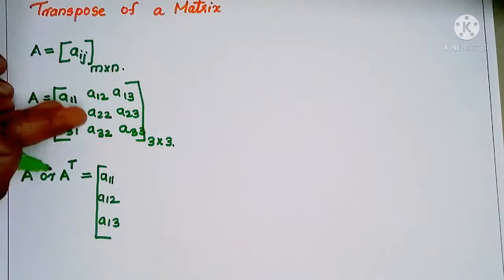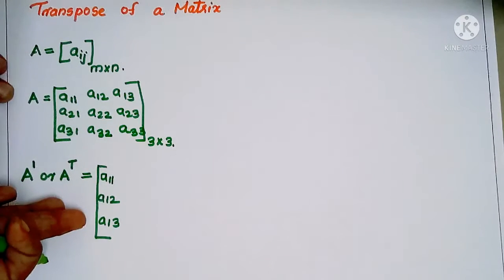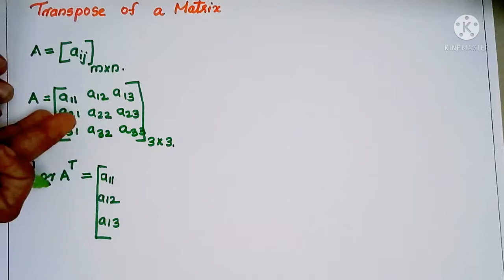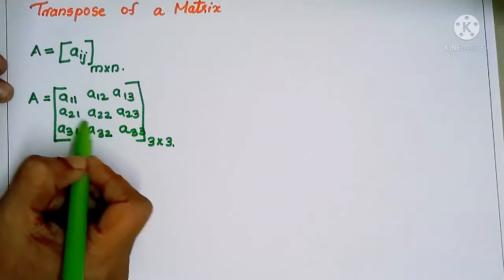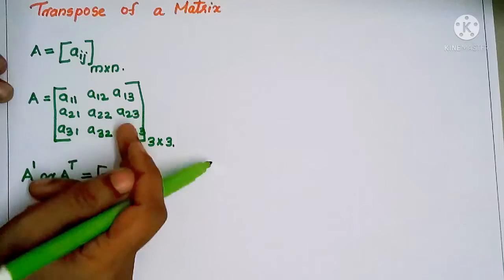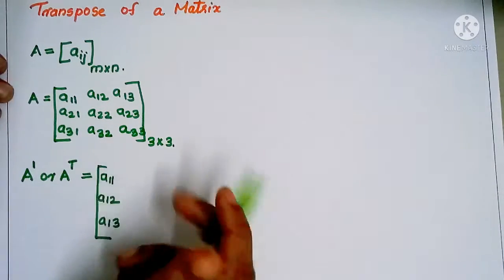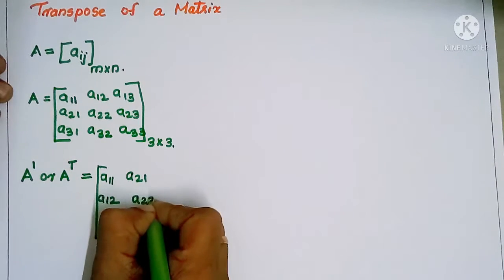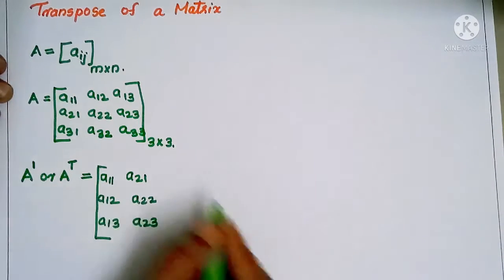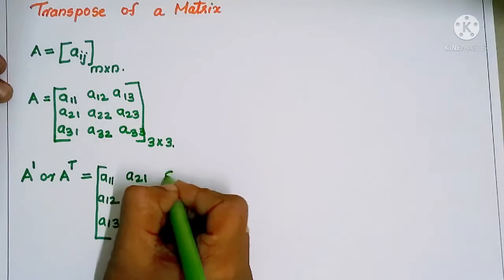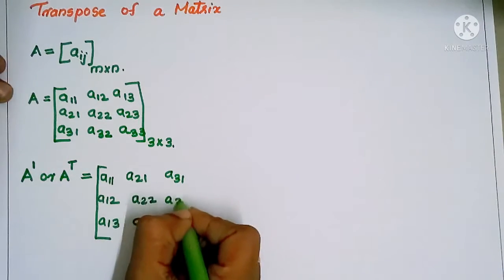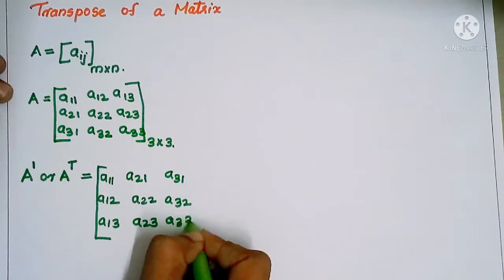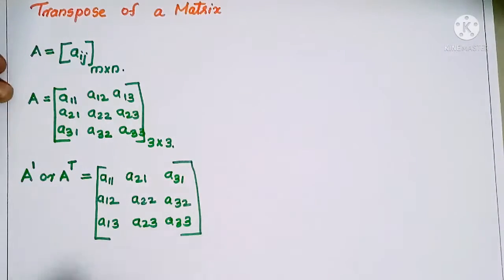So the rows of A become the columns of the transpose matrix. Did you get the point? The rows become columns in A transpose. Also take the second row A21, A22, A23. It becomes the second column of the A transpose matrix. So we can write A21, A22 and A23. Likewise, we take the third row A31, A32, A33. This is the transpose of matrix A.